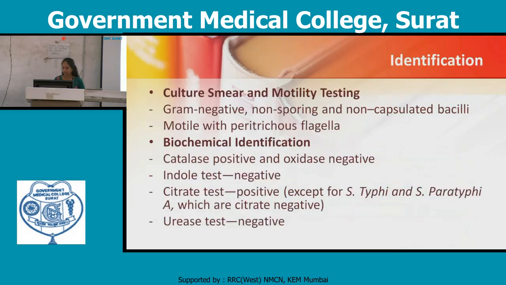Identification: culture smear and motility testing. In smear, it gives gram-negative bacilli, non-sporing, non-capsulated, motile bacilli with peritrichous flagella. Biochemical identification: catalase test positive, oxidase test negative, indole test negative, citrate test positive, except for S. Typhi and S. Paratyphi A, which are citrate negative. Urease test is negative.